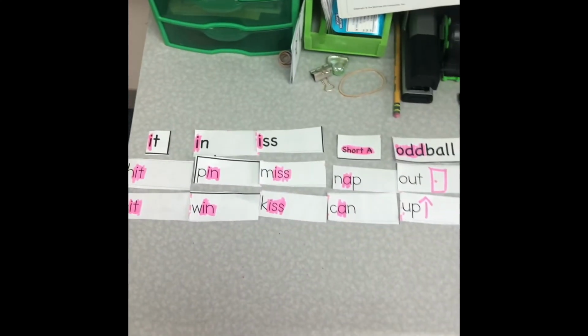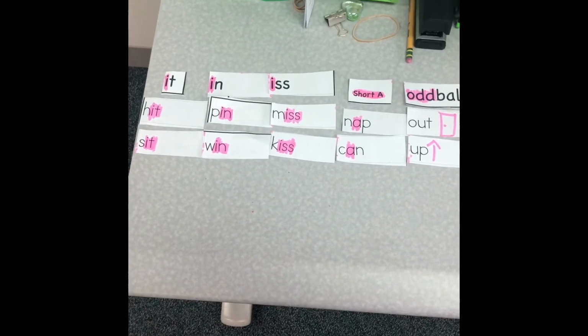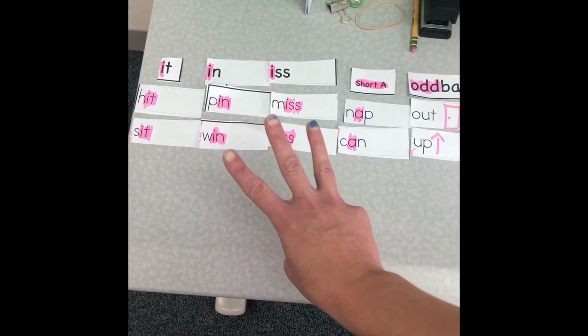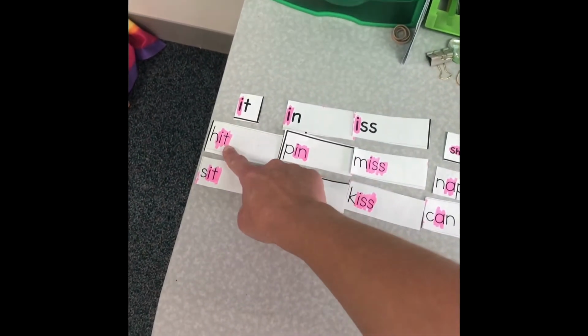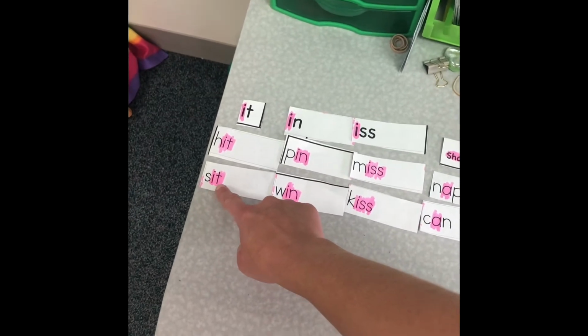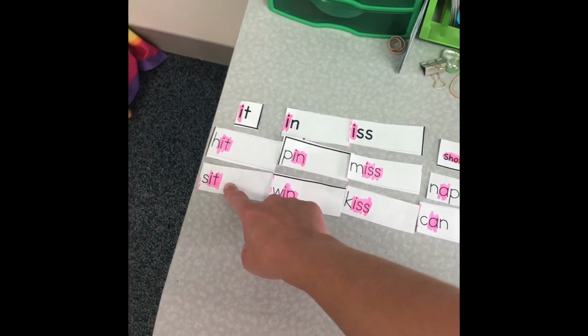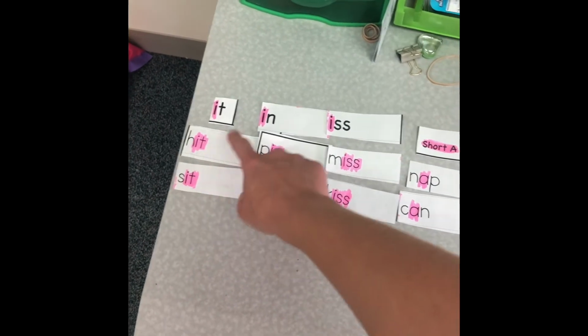We did it. Now I'm ready to read my words. I must read my words 3 times. It, it, hit, it, sit. Notice when I sound it out, I always end with reading the whole word.